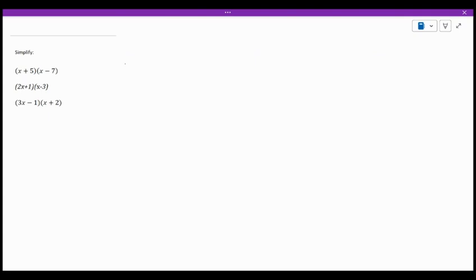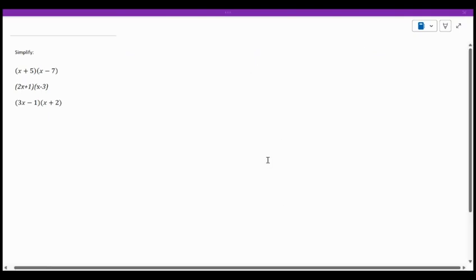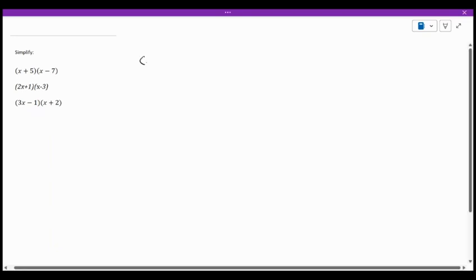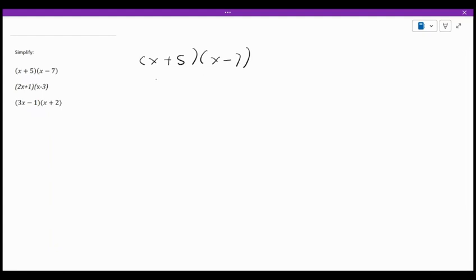What are products and how can we simplify these questions when they're given to us? Products relates to multiplication. Products and multiplication are basically the same thing, but in this case it means these brackets multiplied together. So we have x plus 5 times x minus 7, and we have to multiply these two brackets together.